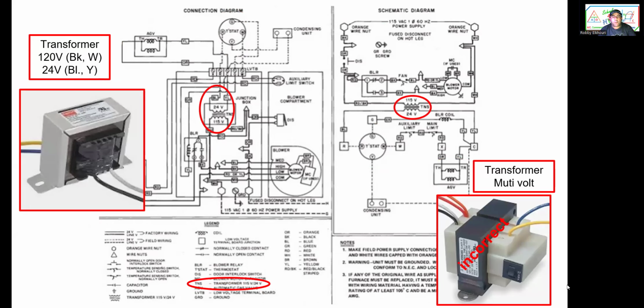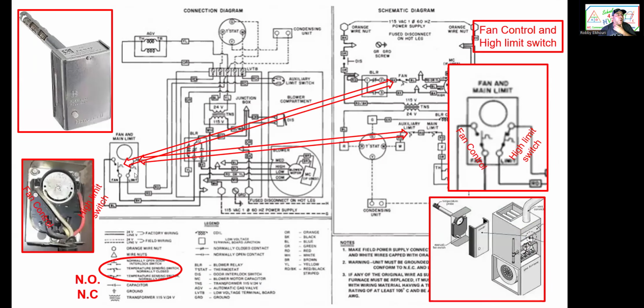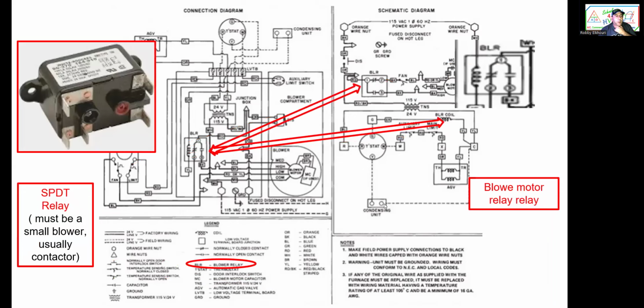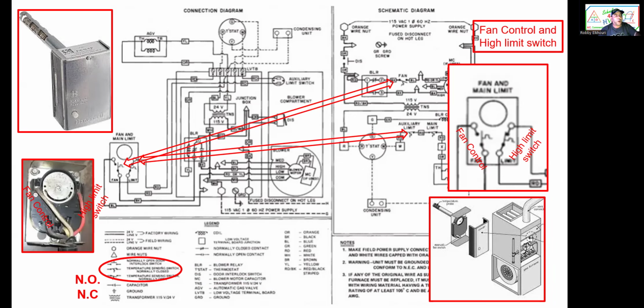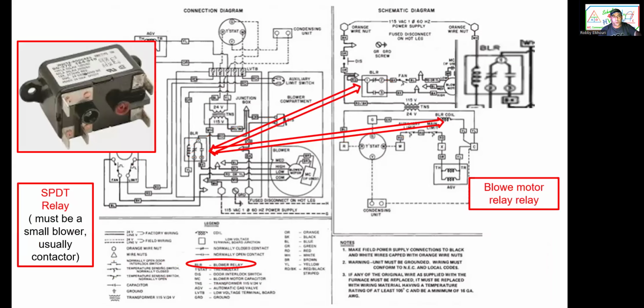The transformer, the one at the bottom is incorrect because it's a big one, multi-volt. The system is 120 volt. And there we go, the fan limit switch. It's two parts: fan control, fan limit switch. As you can see, limit switch, fan control. We'll cover it in detail when we do heating. One is normally open, one normally closed. That's why it's important to know the terms.